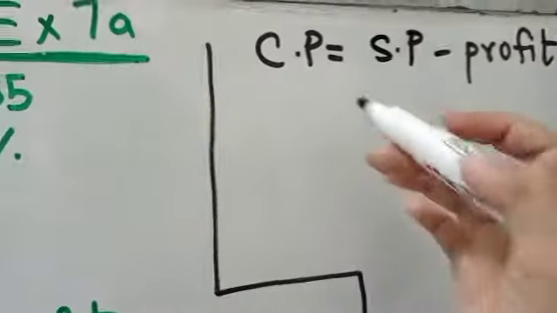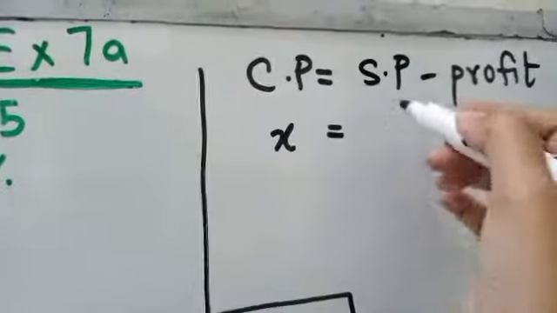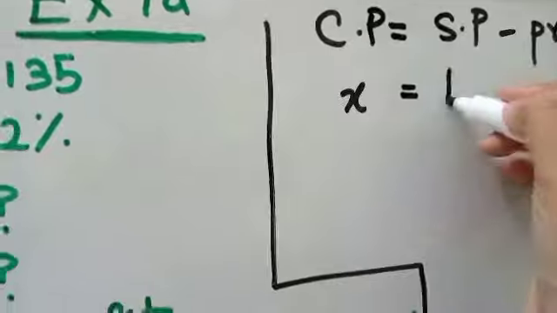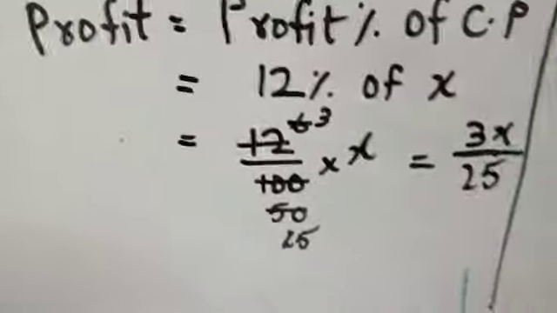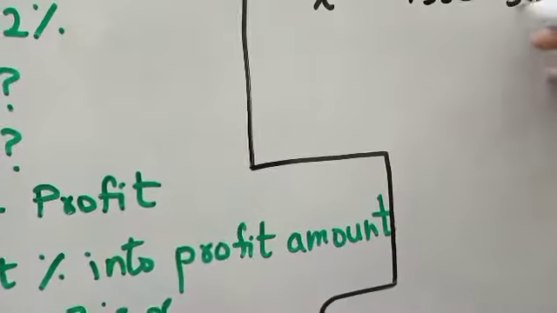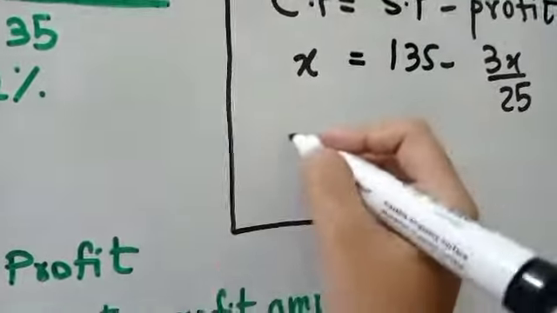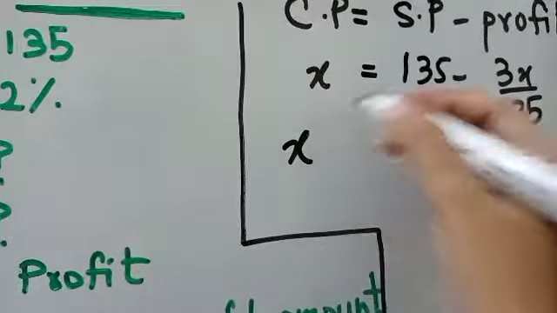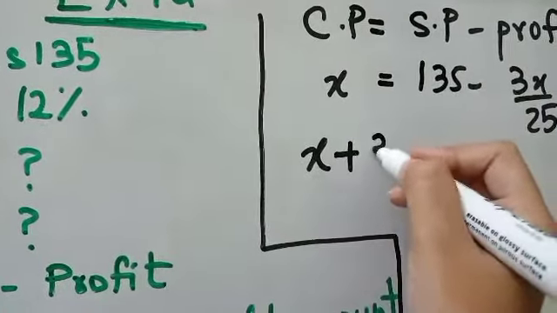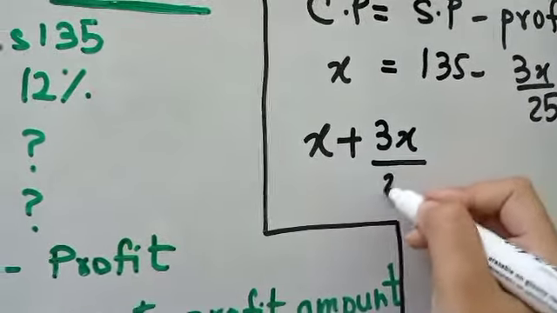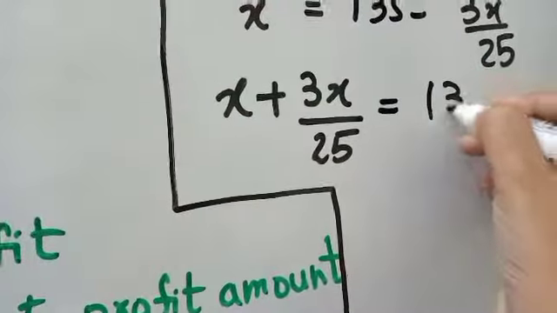Okay, now I will substitute the values in the original formula. Cost price I supposed X, selling price is given to us 135, and profit we calculated, which is 3X upon 25. Again you will do the same thing. X you will shift on one side of the equation. X is already here. This you will bring here, so it is minus, it will become plus. 3X upon 25 is equal to 135.